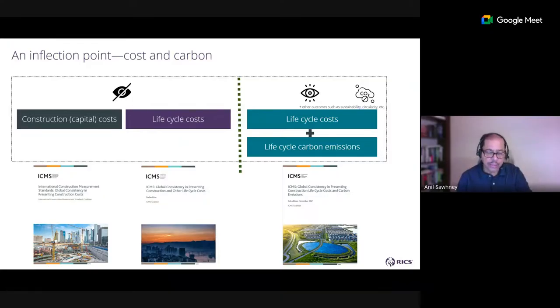Right after that, we realized there's no point. We need to provide life cycle costs. So acquisition, construction, renewal, operation, maintenance, end of life costs were released in the second edition. And then soon after that, in the third edition, we combined life cycle costs with life cycle carbon emissions so that both cost and carbon can be reported simultaneously.